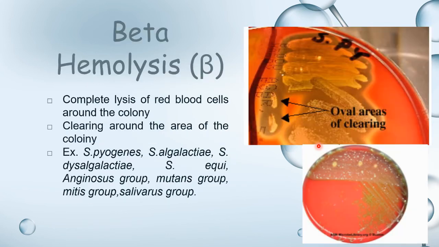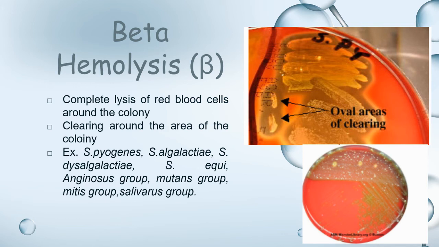So, next, let's proceed with the beta hemolysis. Beta naman, this is the complete lysis of red blood cells around the colony. Okay, so complete lysis na siya. There is clearing around the area of the colony. Yan. So, this is yung colony. Ito yung area niya. Yan, nag-clear na siya.